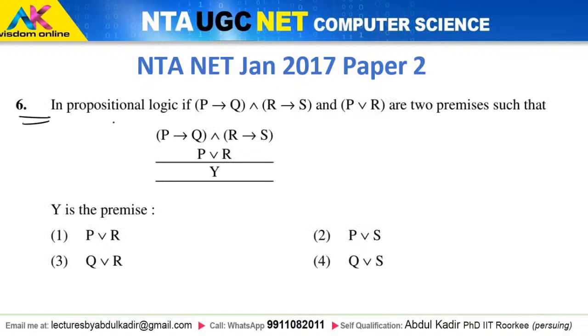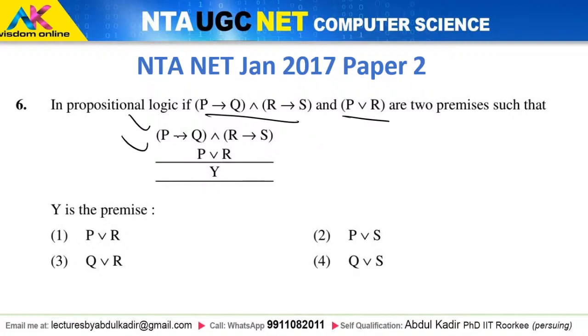Now next question, in propositional logic, again this is the transitive property. No, sorry, this is not the transitive property, because transitive property says that if P implies Q and Q implies something, that is transitive. Anyway, in propositional logic, if this and this are premises, now he is asking which of them is the conclusion.